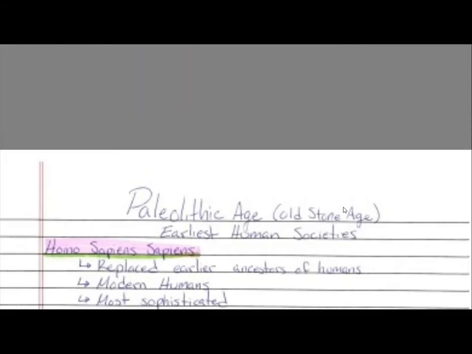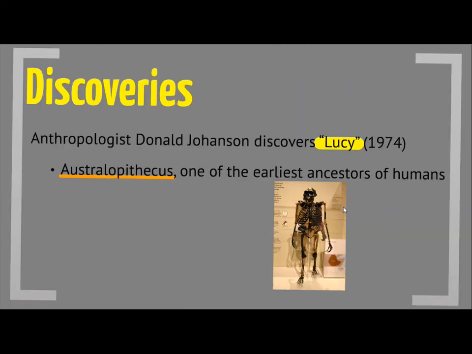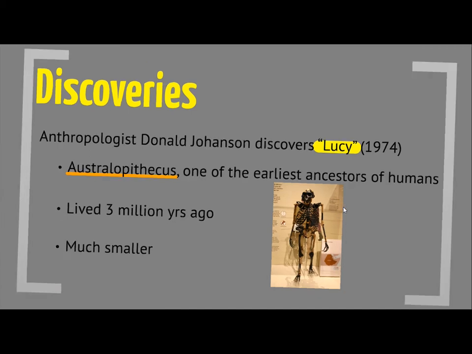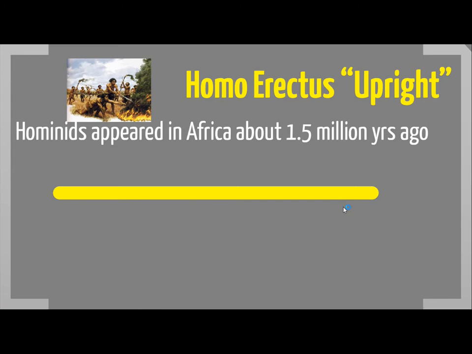So the earliest human societies. Anthropologists discovered Lucy in 1974. Her species is Australopithecus afarensis. It is one of the earliest ancestors of humans. She lived approximately 4 to 3 million years ago. I said that backwards. She was much smaller. I would be tall compared to her, if you can believe it.